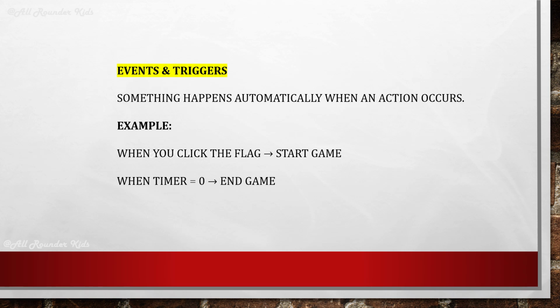Events and triggers. Something happens automatically when an action occurs. Example: when you click the flag, start the game. When the timer equals 0, end the game.